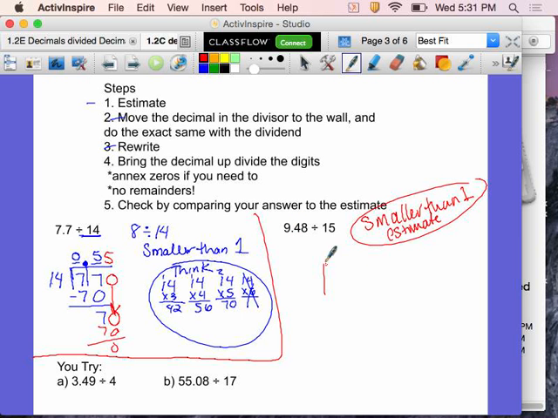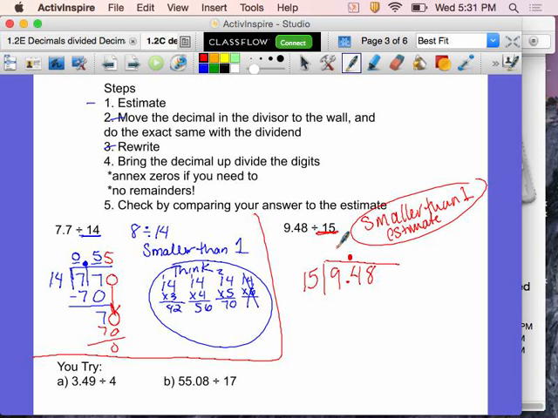So, now here we go. 15 is your divisor, since it's on the second part. And then 9.48. Okay. We don't have to do step 2 and 3 today, so just go ahead and move that up on there. And now we can think of this as 948 or 94 or 9 or whatever we need to in order to figure out our answer.